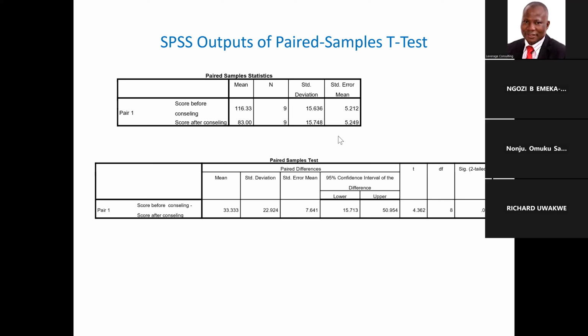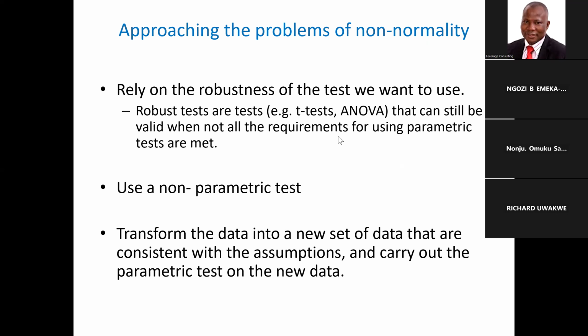That is the range of values within which you can find the population difference, and it has included 0. But in this case, it doesn't include 0, so it's statistically significant. If it had included 0, that shows that it's not significant, because it means that in the population the difference can be 0. When the difference is 0, that shows that there's no difference. I don't know if there's any question on that.